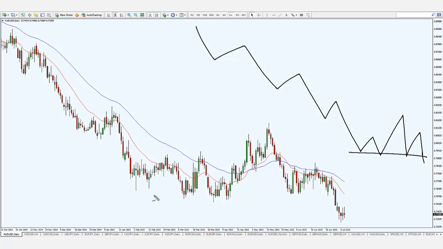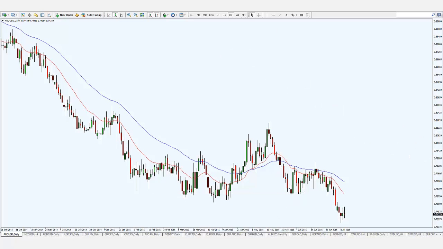Over here, you can see price broke below this neckline, and then we have this consolidation. So how will I look to trade the Aussie dollar? Here's my take on it. This is not a trading recommendation, and it's not a trading signal. It's just to share with you my thoughts on how I look to trade the Aussie dollar.